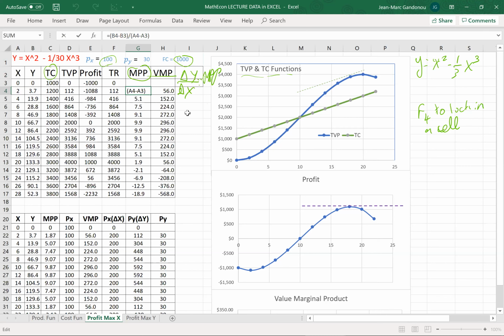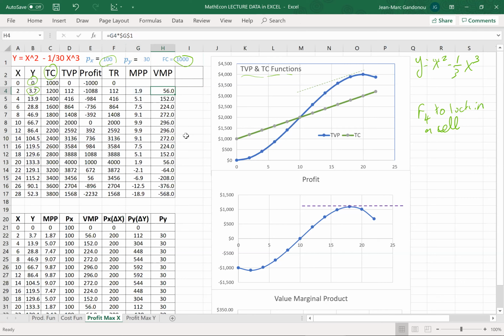All right, and so the change is going to be the change in Y, so it will be B4 minus B3. That's what we see there. Okay, let's move this out of the way. And so the value marginal product is not complicated. It is nothing but the marginal physical product times the input price, right? And so that is, there we go.